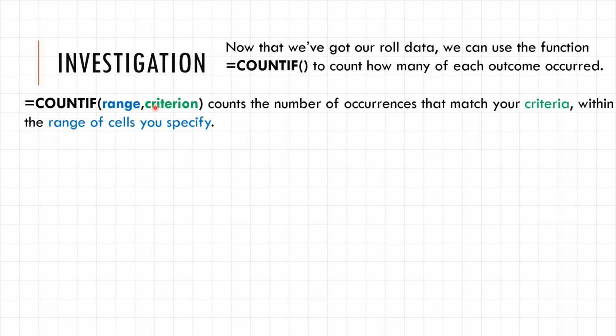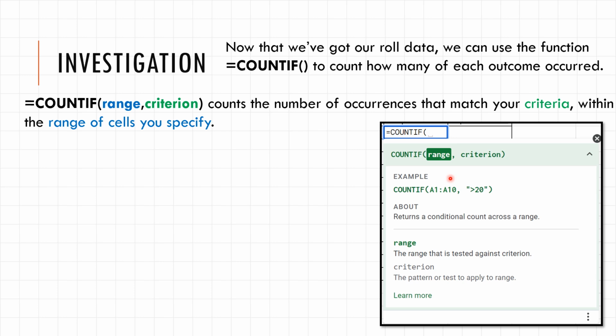So COUNTIF, and again, there are 2 things you need to put in here, a range and a criteria. This counts the number of occurrences that match your criteria within the range that you specify, and a range is a number of cells. So this is how it looks. For example, COUNTIF A1 to A10, and then the criterion is greater than 20. So this is going to return a conditional count across a range. It's going to count how many of the cells from A1 to A10 have a value that is greater than 20.